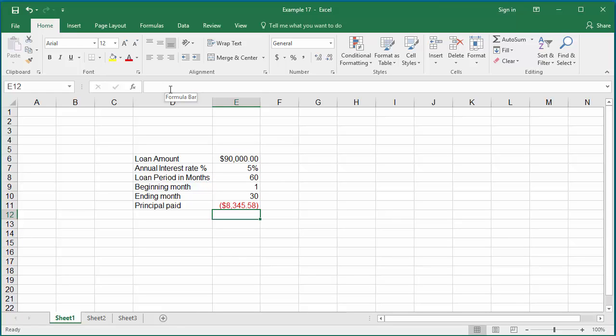You can see Excel calculates cumulative interest paid from first month to 30th month and displays in cell E11. You can enter any range of months and Excel displays the cumulative interest amount paid within that period.